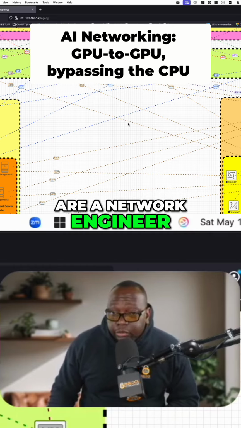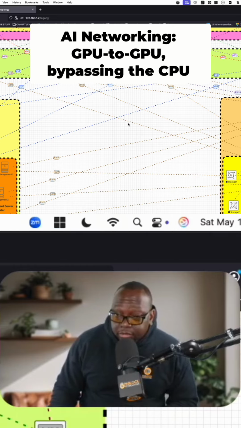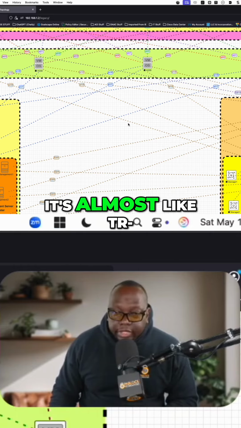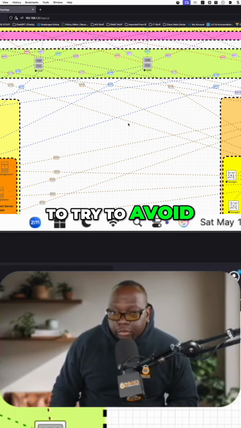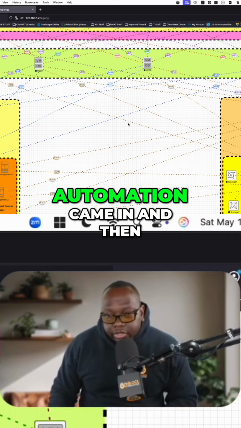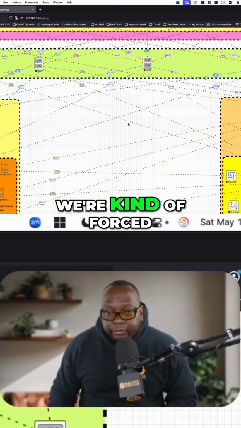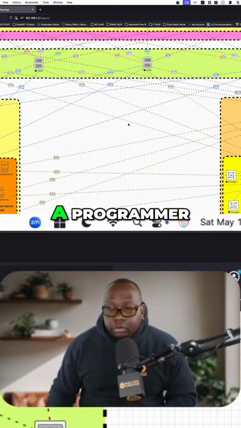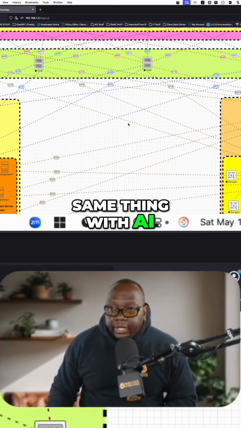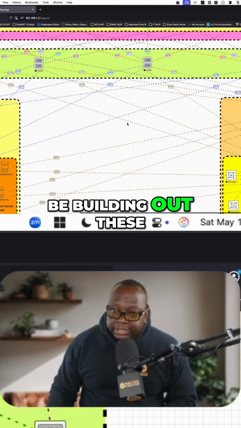If you are a network engineer, you cannot avoid AI networking. It's almost like how we used to try to avoid programming, and then network automation came in, and we're kind of forced to be somewhat of a programmer. Same thing with AI. They're going to be building out these AI data centers.